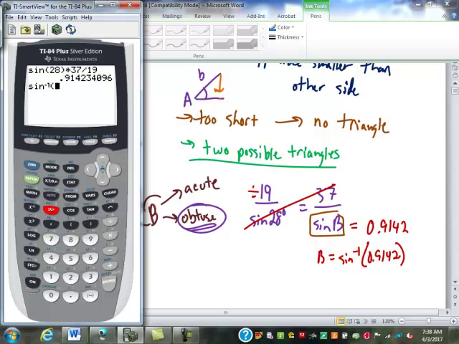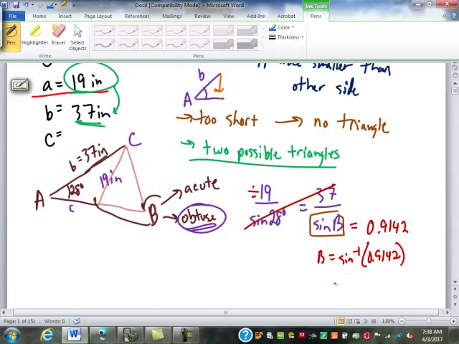So second answer, 66.1 degrees it looks like. So if that's what we get there, now remember we said B is obtuse. So since B is obtuse, it's actually 180 minus 66.10 degrees, which is 113.90 degrees.